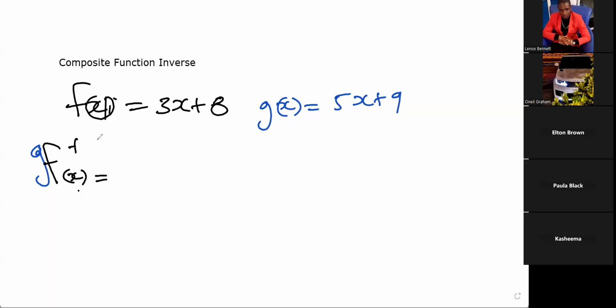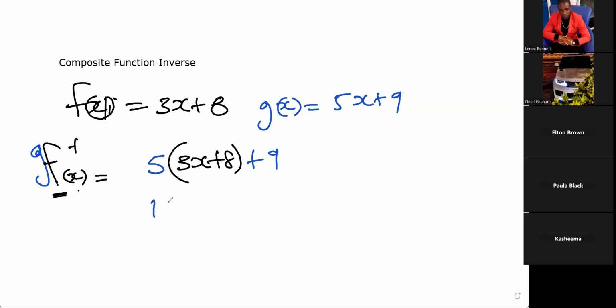So basically, all we're doing is to combine the two functions. So we have f here, right? So we do the f first, which is 3x plus 8. That goes in bracket. And then we're going to do g. So we're going to combine first, and then we'll find the inverse of whatever we get.